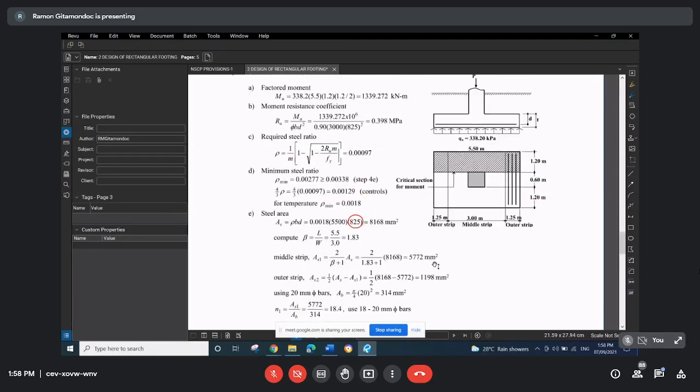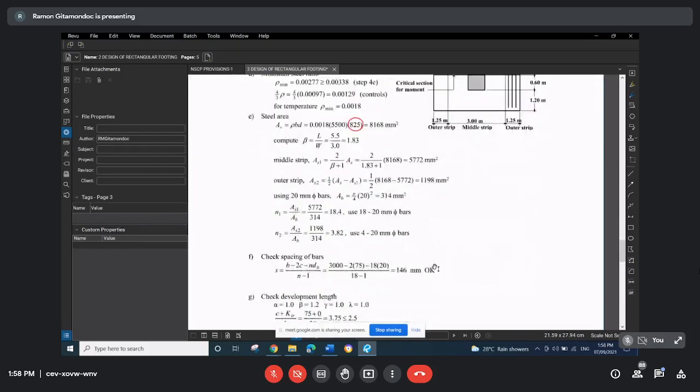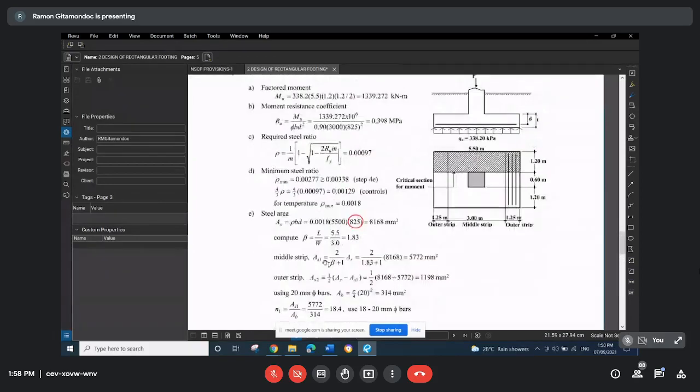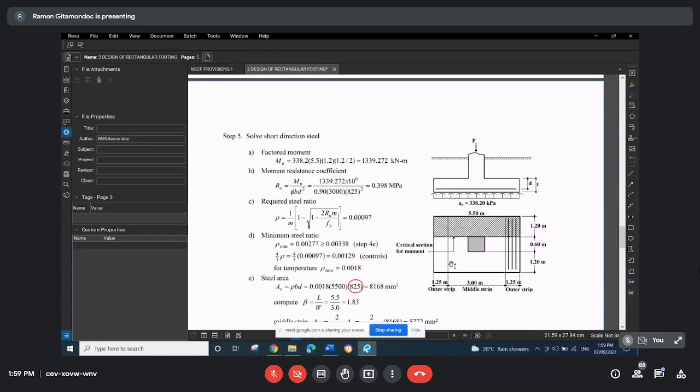So that's how we design. This is one of the differences between the design of a square footing, where we have the same number of bars both ways, but in the rectangular footing, it's not the same. And in the distribution of the bars for the short direction steel, you have more bars placed in the middle strip and somewhat fewer bars placed in the outer strips, which are located farther from the column.